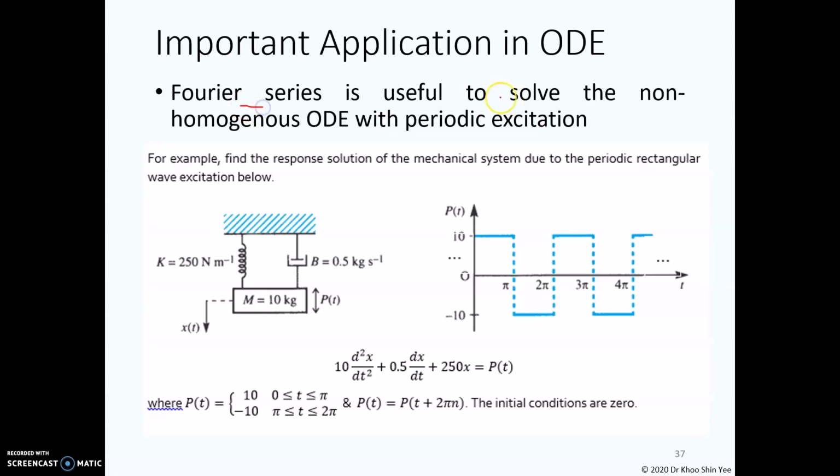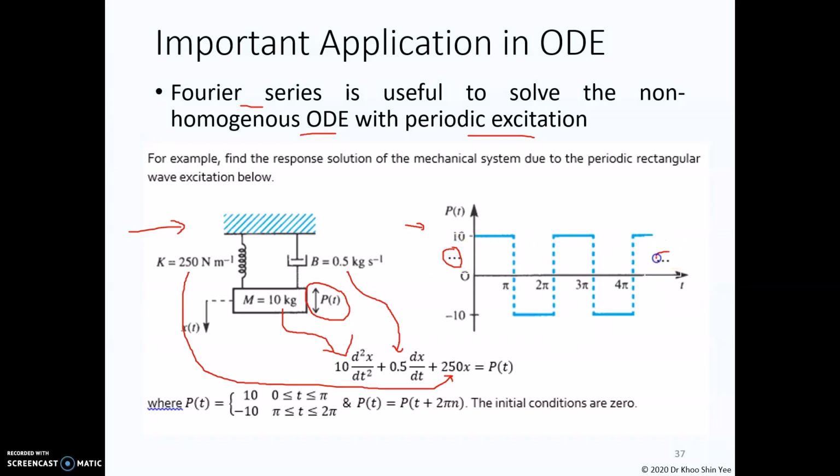Fourier series is useful to solve the non-homogeneous ODE with periodic excitation. For example, in this case, for a mass spring system, the mass is 10, damping coefficient is 0.5, and the stiffness is 250. And this mechanical system is excited by the periodic force here, which is given in this figure. The force is a rectangular wave, repeat itself over the time from negative infinity to infinity.